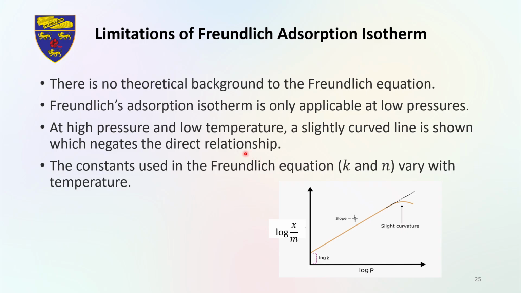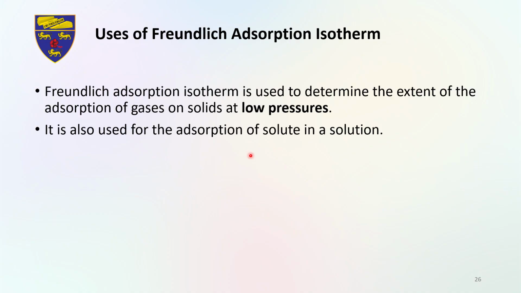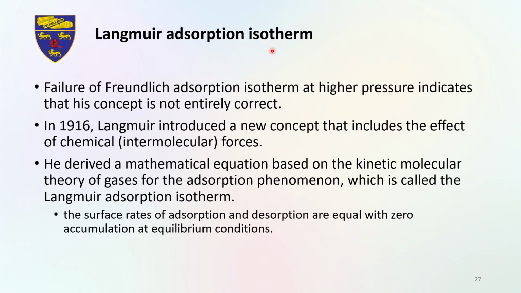There are limitations to the Freundlich model because it lacks a theoretical background, and it is mostly applicable at low pressure. Besides, the constants also vary with temperature. This Freundlich equation or model remains highly useful for determining adsorption extents at low pressure for both gases and solutions. Langmuir adsorption isotherm. Failure of the Freundlich adsorption isotherm at higher pressure indicates that its concept is not entirely correct.